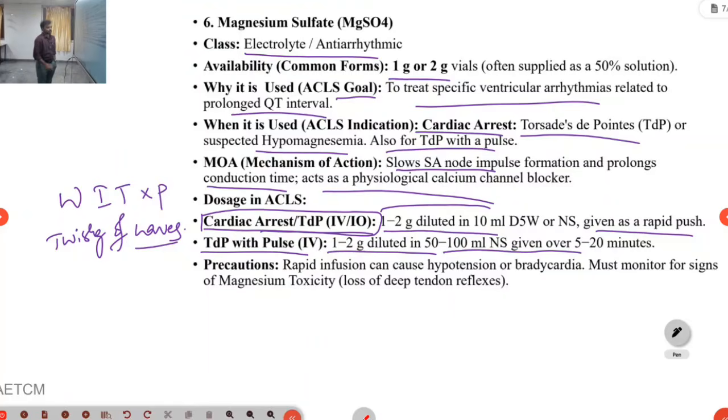Precautions: rapid infusion can cause hypotension or bradycardia, so we must monitor for signs of magnesium toxicity, that is, loss of deep tendon reflexes and so on. So this is about magnesium sulfate. These are the most common drugs that we will use, especially in ACLS scenarios.